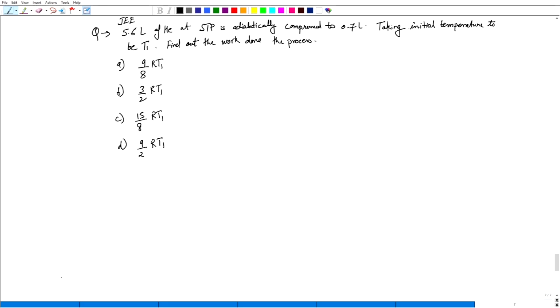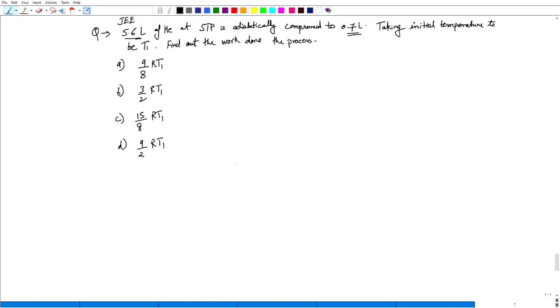So if you look at this question, the volume is going from 5.6 liter to 0.7 liter, so there is work done on the system. So signs are all same, but if the work is done on the system, according to the physics it should be negative, but the signs are same, so we can't do much here. Initial temperature is T1, we need to find out the work done in the process.